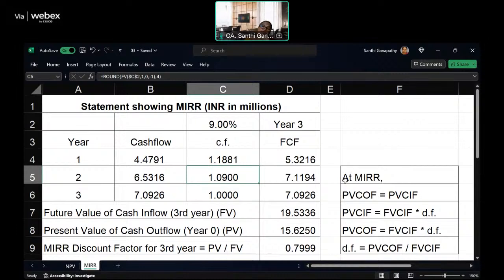Now, what do I know? At IRR, present value of cash outflow is equal to present value of cash inflow. Present value of cash inflow is equal to future value of cash inflow into discount factor. Present value of cash outflow is equal to, since these two are the same, future value of cash inflow into discount factor. So discount factor will be present value of cash outflow divided by future value of cash inflow, which is what I have. That gives me 0.7999.